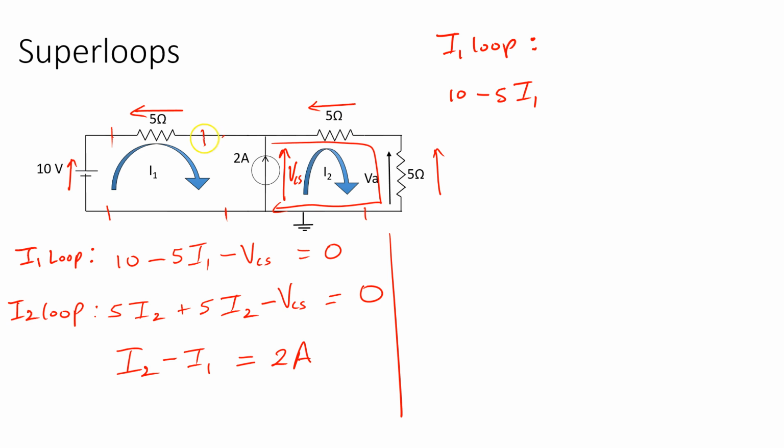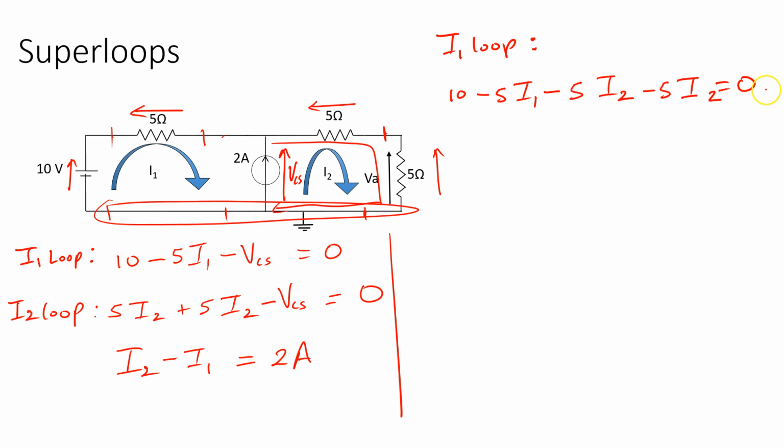So I'll go from this point to this point, and that is minus 5i2. And then this point to this point, minus 5i2. And that is, of course, the same point here. So all of that is equal to 0. And I get one equation with loop currents only. But it involved spanning 2 loops, so we call it a super loop.